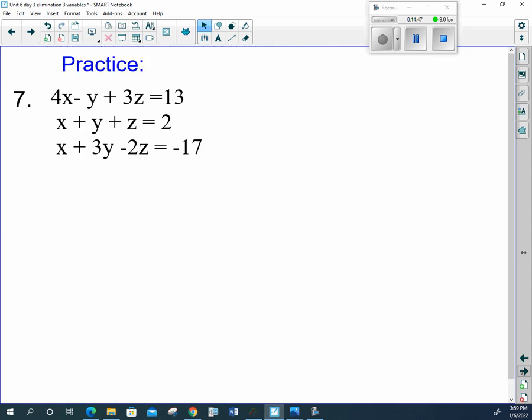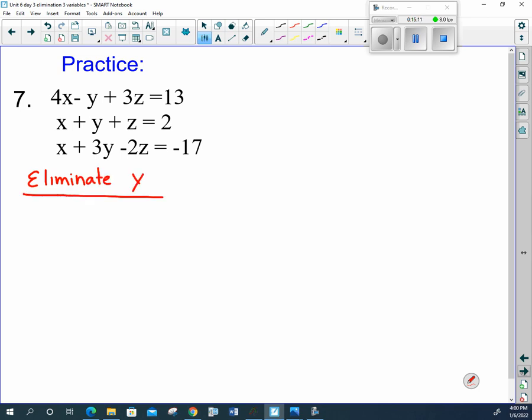Okay, let's try it again. So when I look at this one I feel like I could probably eliminate x's, y's, or z's. They all look pretty easy to me. We did x's last time, so we'll just change it up and we will eliminate y's this time.